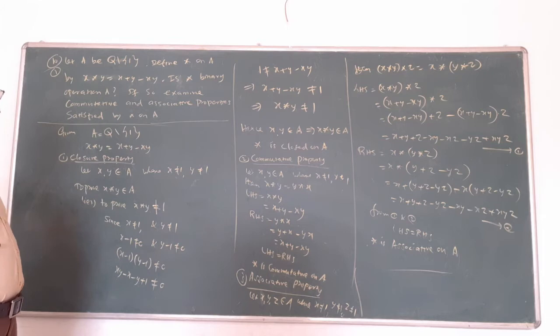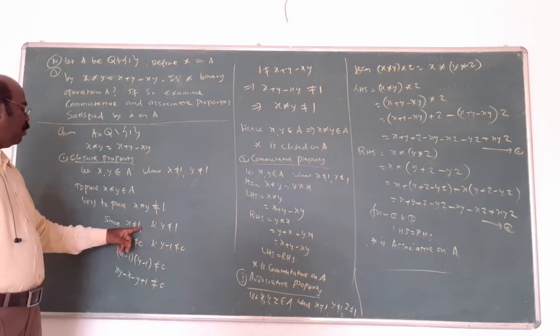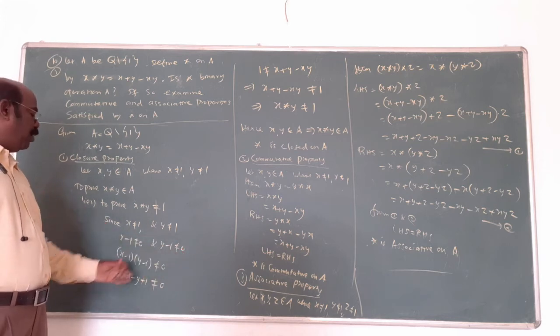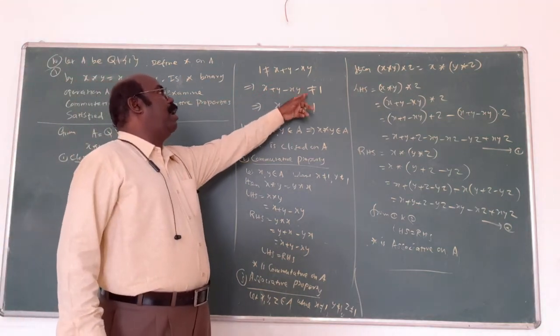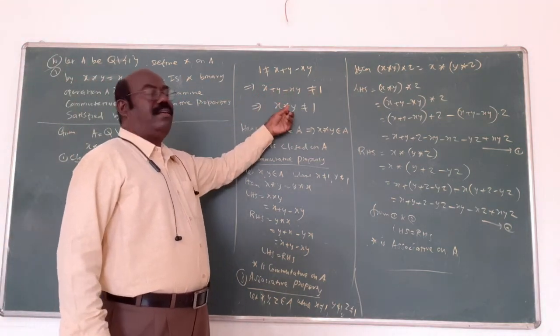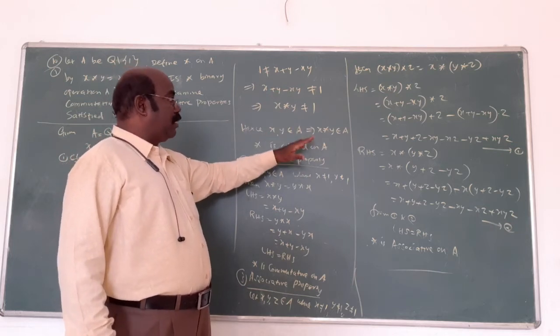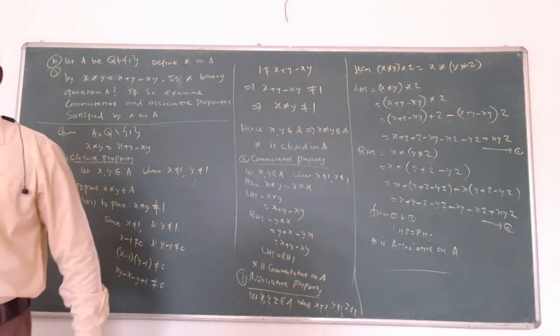I start with the given condition. x not equal 1, y not equal 1. That becomes x minus 1 not equal to 0, y minus 1 not equal to 0. Multiplying both is also not equal to 0. Then x plus y minus xy not equal to 1. This is it. Automatically x, y belong to A and also x star y belongs to A. That's why it goes like that. That's all.